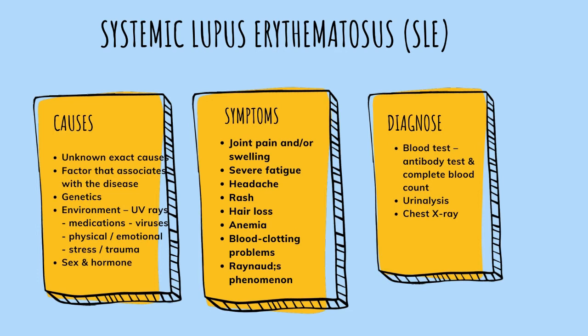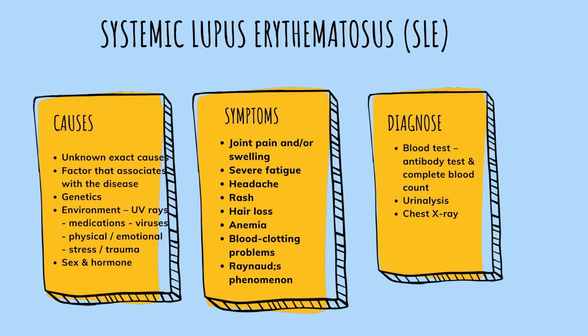The symptoms of SLE. They are various, such as joint pain or joint swelling, severe fatigue, headache, rash on the cheeks and nose that may form a butterfly look on the face, hair loss, anemia, blood clotting problems, and Raynaud's phenomenon. Raynaud's phenomenon is a situation where the infected person's fingers turn blue or white in cold weather.